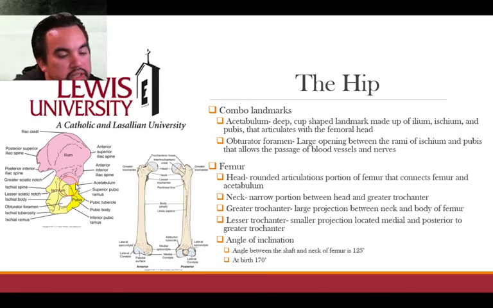Just as we had the glenoid up in the shoulder, we have the obturator foramen, and that's the large opening between the rami of the ischium and the pubis, and that allows passage of blood vessels and nerves.